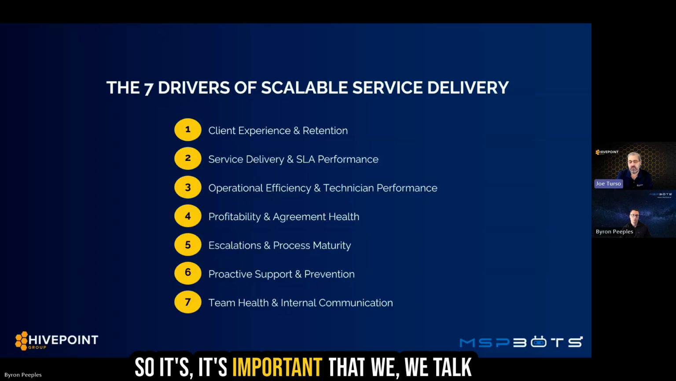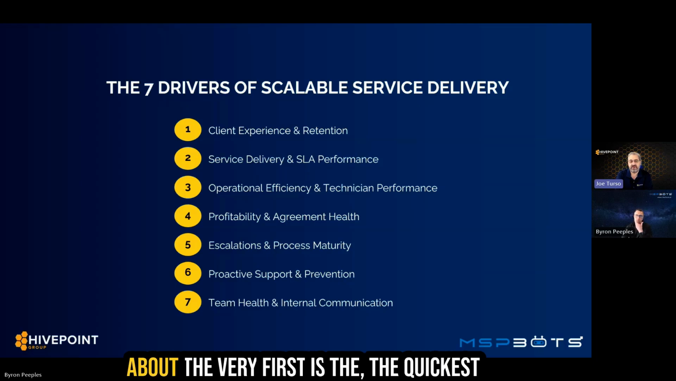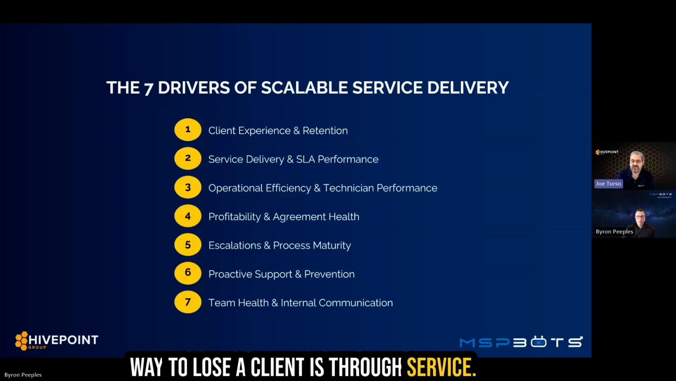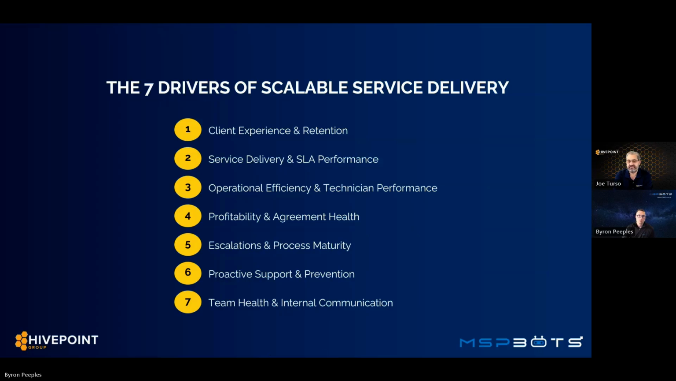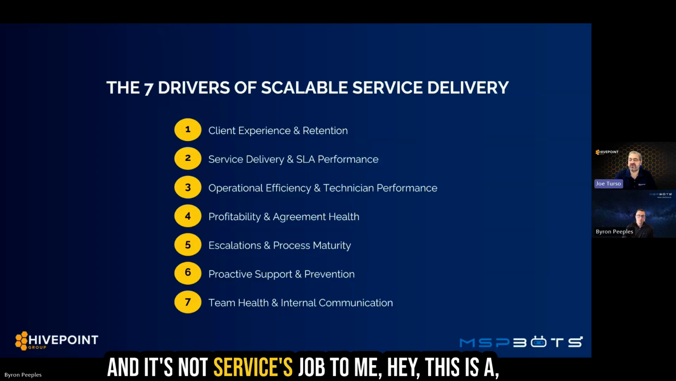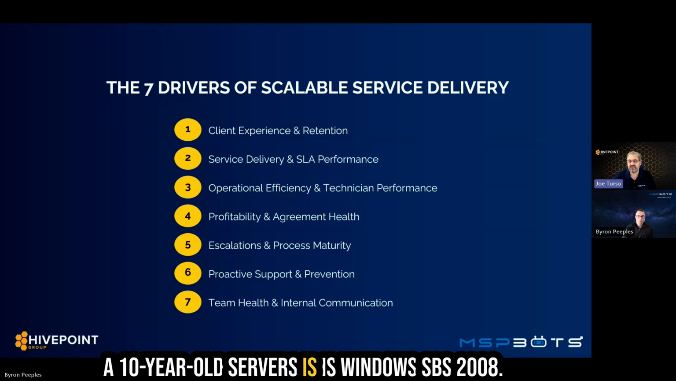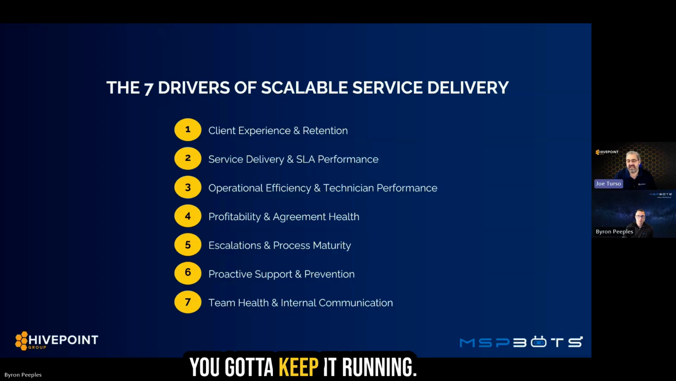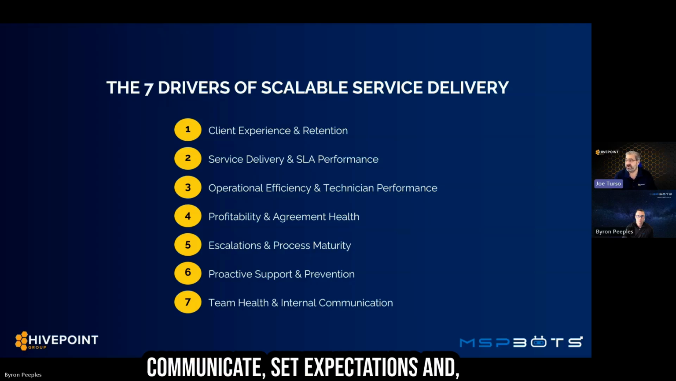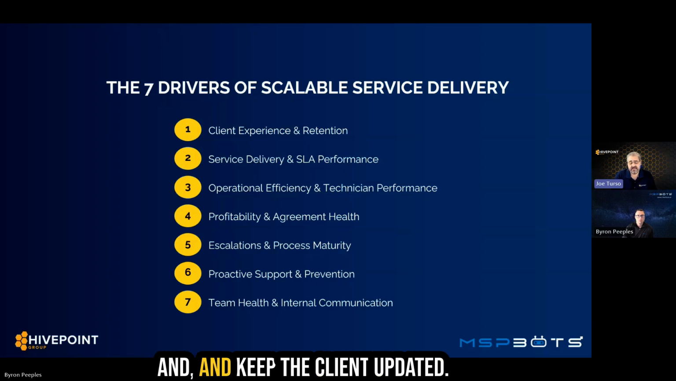So it's important that we talk about the very first: the quickest way to lose a client is through service, right? So that's what we're talking about. Now, it's not service's job to fix, hey, this is a 10-year-old server. It's Windows SBS 2008. You've got to keep it running. But it is their responsibility to communicate, set expectations, and keep the client updated.